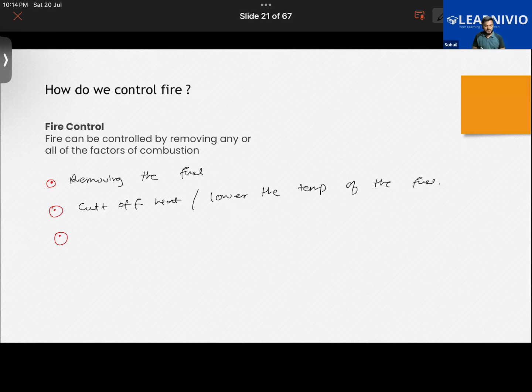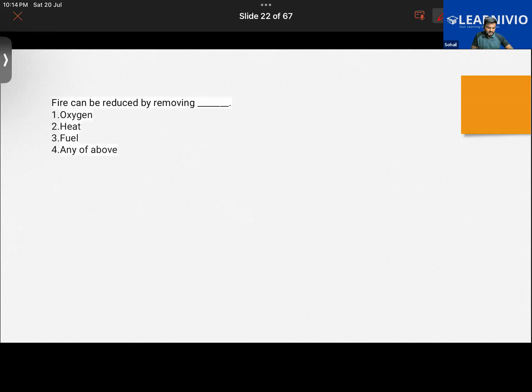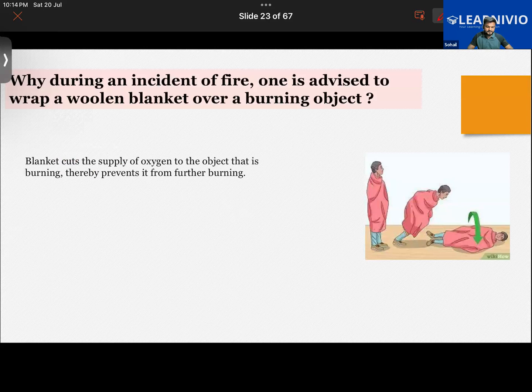Air. So further, another thing which we can do is cut off the air supply. So these are the necessary conditions. If we were to cut either one of them or all of them, the fire would be turned off. So by any of the above or all of the above, that is how fire can be removed.